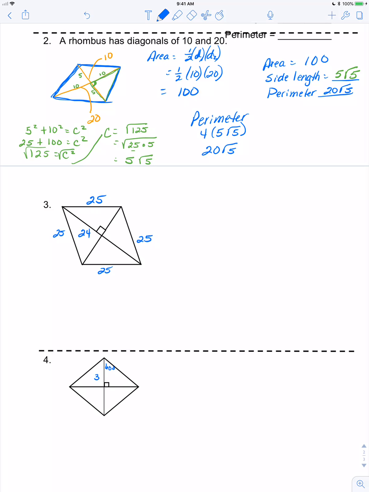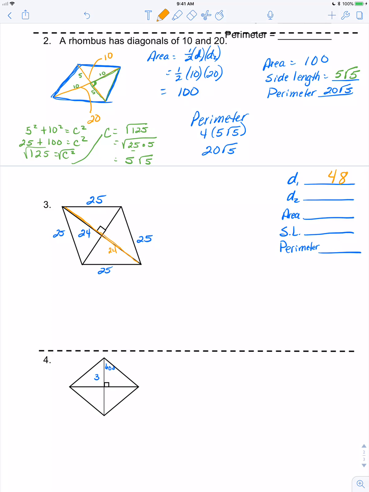Okay, so we are going to find all of these lengths again. So D1, D2, we're going to find the area, we're going to find our side length, and then we're going to find the perimeter. So we've got a lot to do on this one. Okay, so notice, let's just go first. This length is 24. Well, then we should automatically know this side is also 24. So that diagonal has to be 24 plus 24, which is 48.